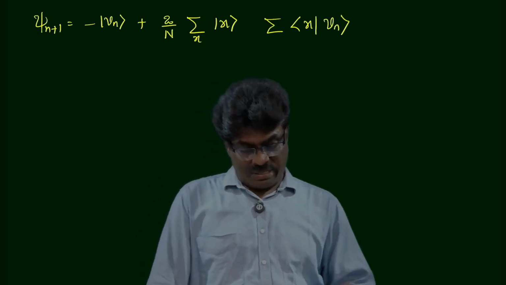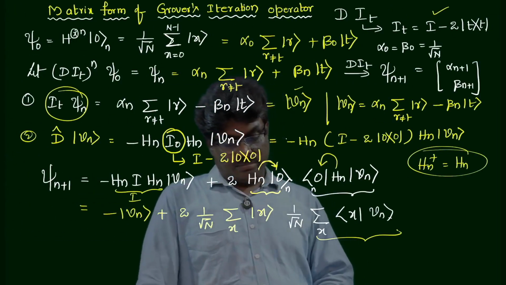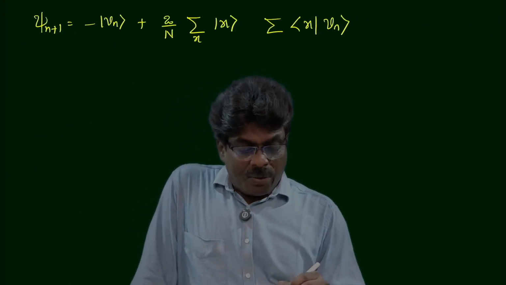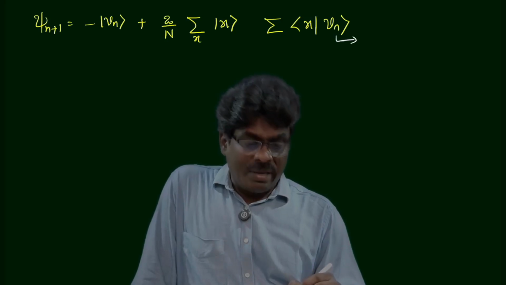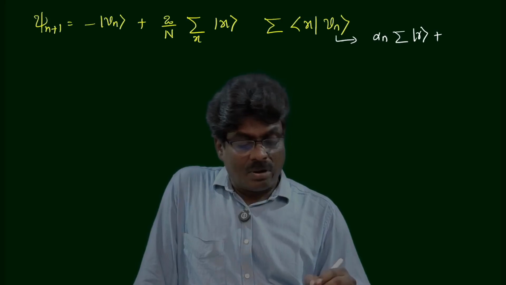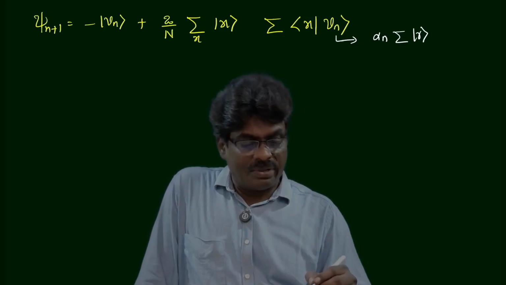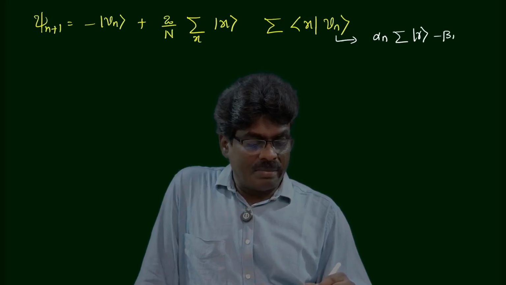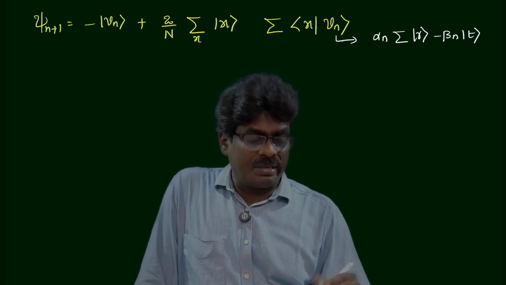Okay, let me check. Yes, absolutely fine. Now I hope you know what is this Vn. Vn is nothing but alpha n summation over r, not plus, because already the inversion operator has taken place. That's why this is a minus beta n into target.